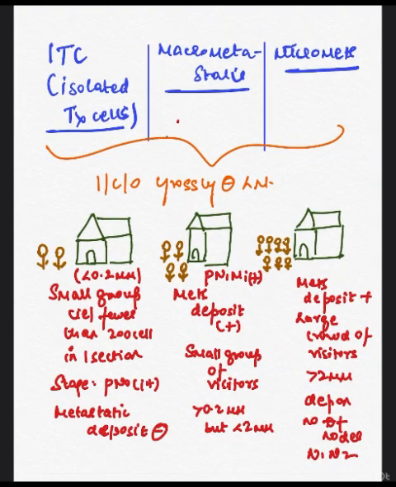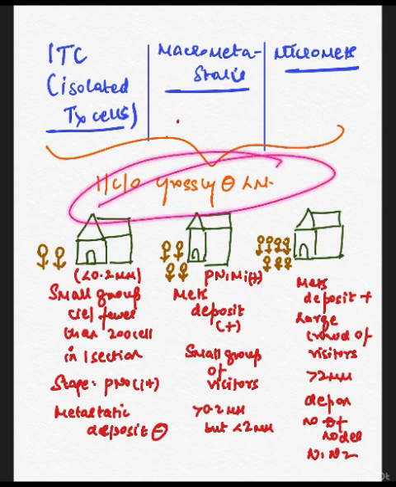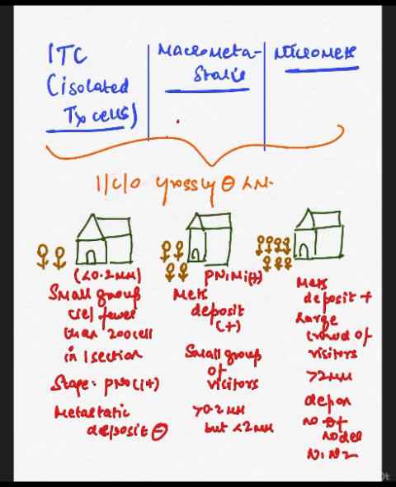So, when it comes to lymph nodes, it is very important to understand the concept of ITC, which is isolated tumor cells, macrometastasis, and micrometastasis. This is especially important in case of grossly negative lymph nodes. Now, how do you differentiate between these three terminologies? Let us take the example of visitors visiting a particular house. Say you have just two people visiting a particular house, that is equivalent to ITC or isolated tumor cells. Isolated tumor cells are nothing but a small group, that is fewer than 200 cells in one section.